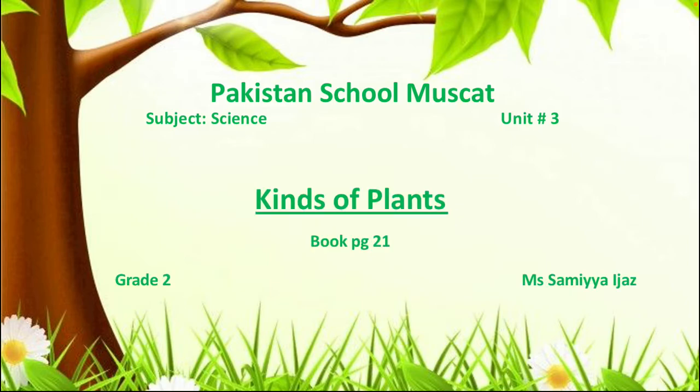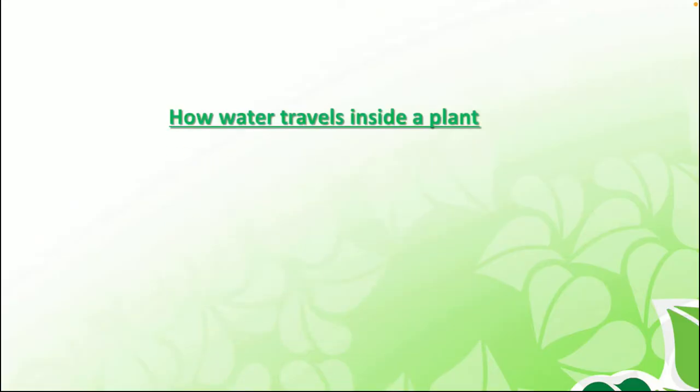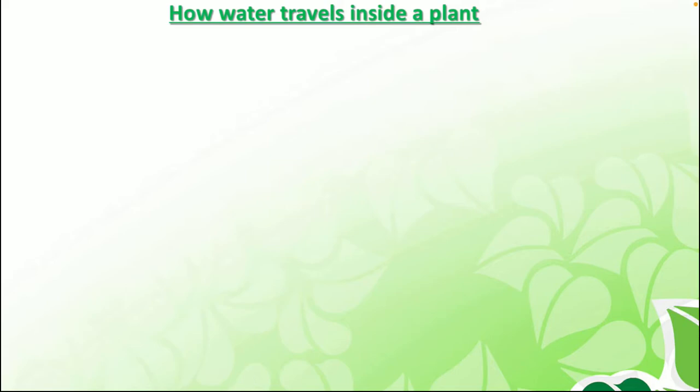We are on unit number 3, kinds of plants. Today we are going to read the last page of this unit. So students, open your book, page number 21. Today we are going to read how water travels inside a plant.